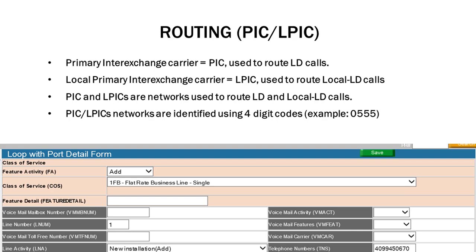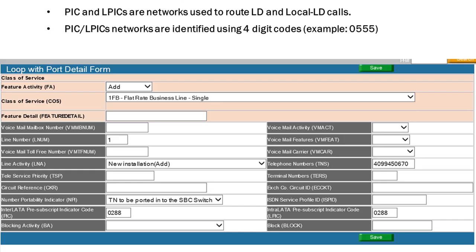PICs and LPICs are networks used to route long-distance and local long-distance calls. So, all a PIC or an LPIC is, is just a 4-digit code, as an example, 0555. It's just a code that identifies what network a call is going to be using when it routes. So just remember this, a long distance call will route over the PIC network, and local long distance calls will route over the LPIC network.